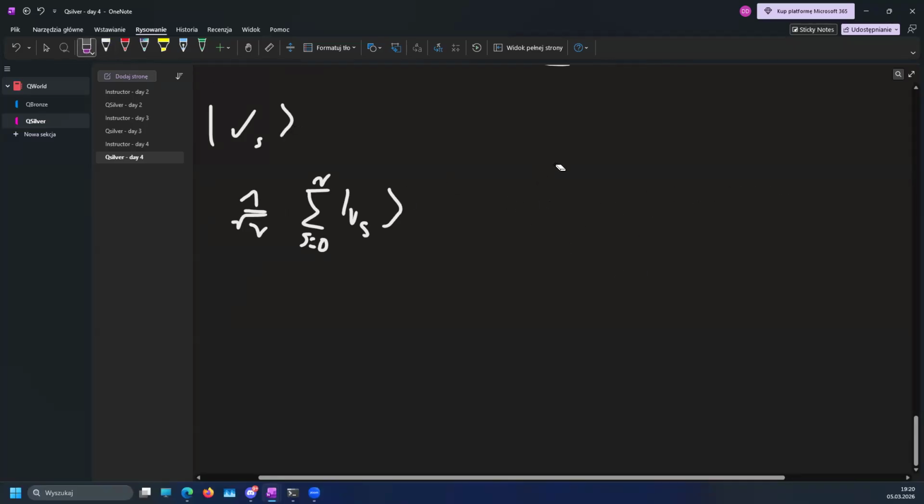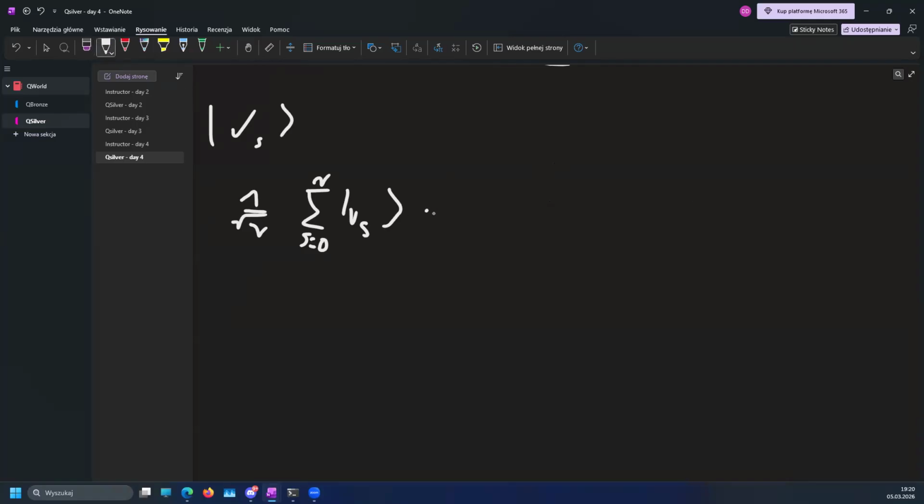And let me show how to construct it. So let's rewrite the first term. And now let's rewrite also the sum sign from 0 to R. And now let's expand the definition of Vs.